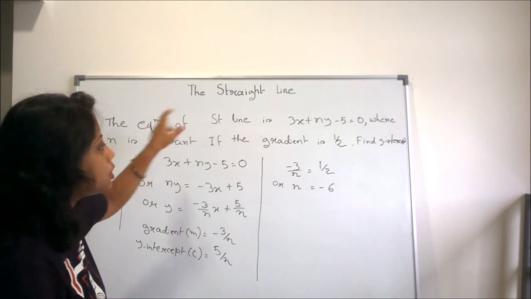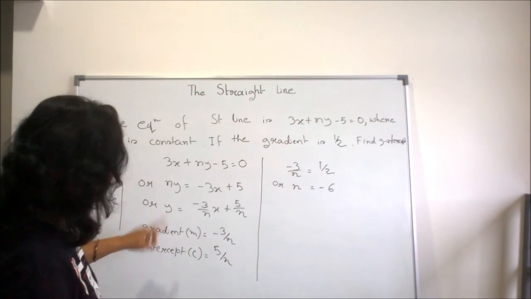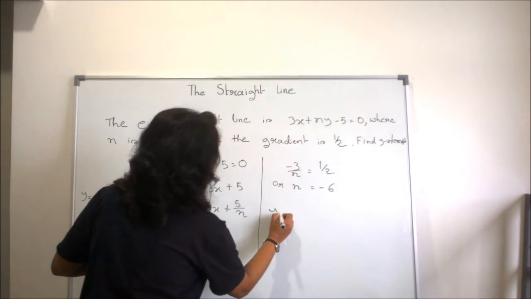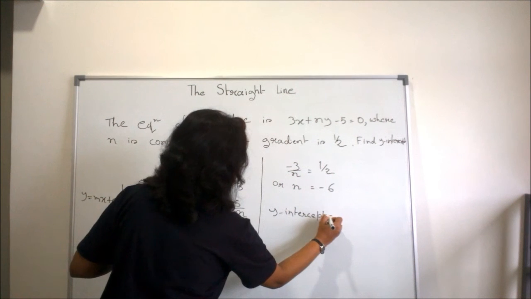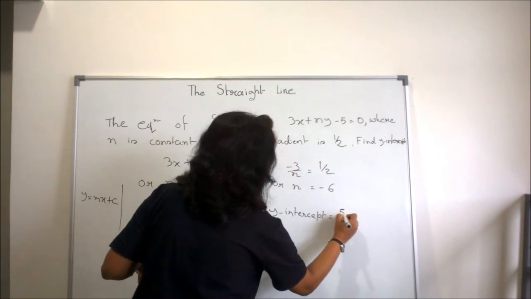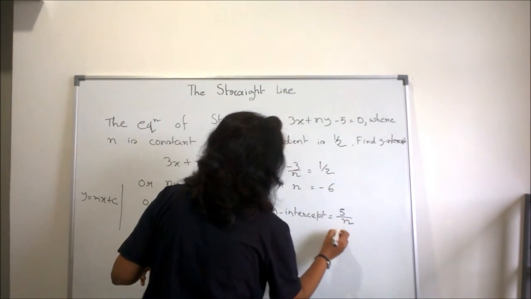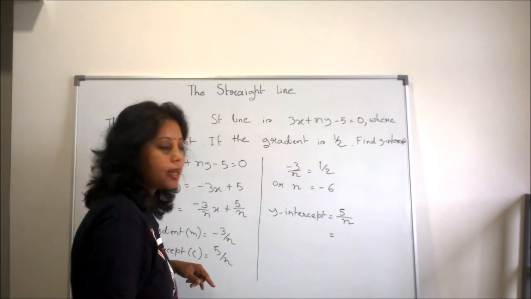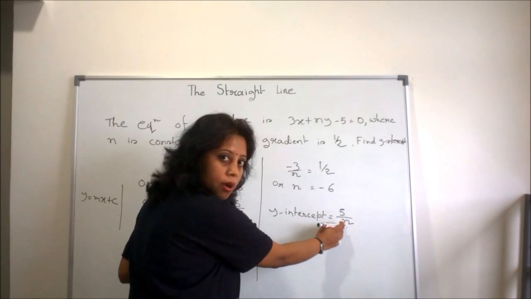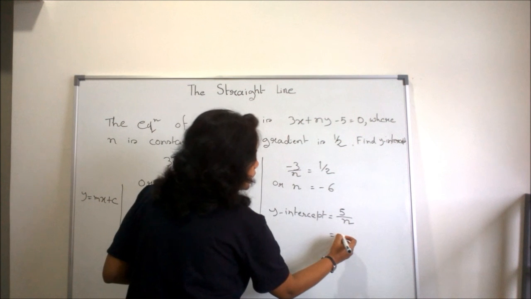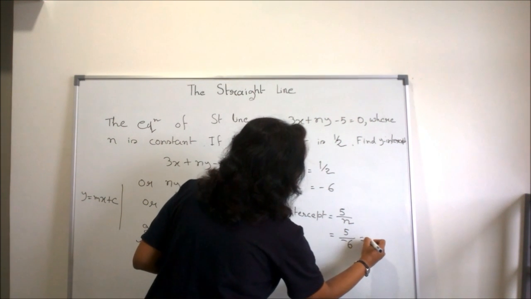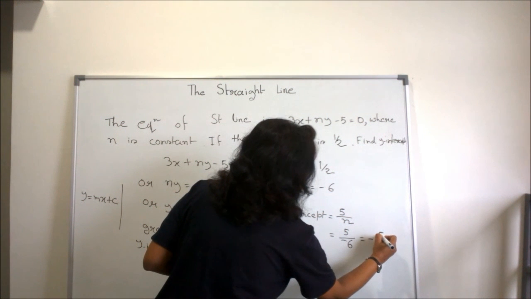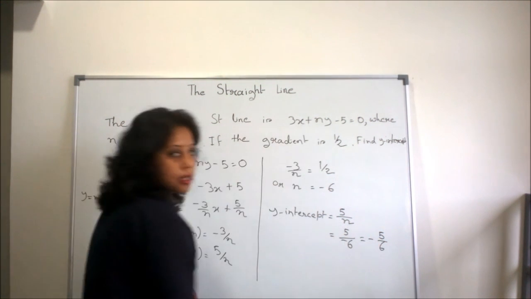So now it is easy to find the y-intercept. What is the y-intercept? The y-intercept is given as 5 by n. So we just put the value of n here. So this is 5 by minus 6. So the y-intercept is minus 5 by 6. Okay.